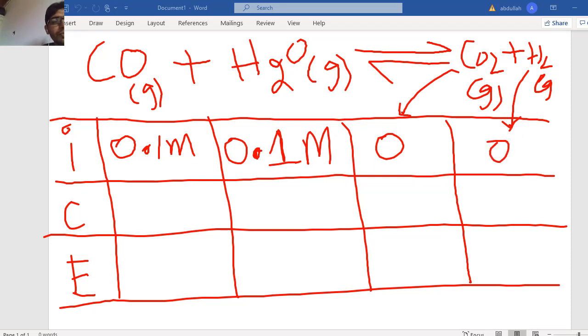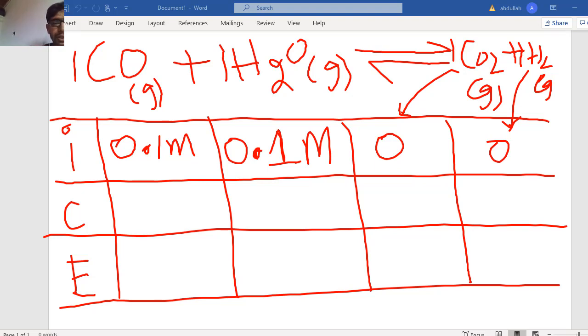Now, when 1 mole of carbon monoxide reacts with 1 mole of water, 1 mole of carbon dioxide and 1 mole of hydrogen is produced. Similarly, when 1 mole of carbon dioxide and 1 mole of hydrogen react, it will form 1 mole of water and 1 mole of carbon monoxide. These are the stoichiometric coefficients 1, 1, 1, 1.